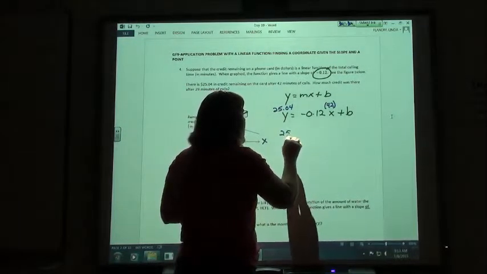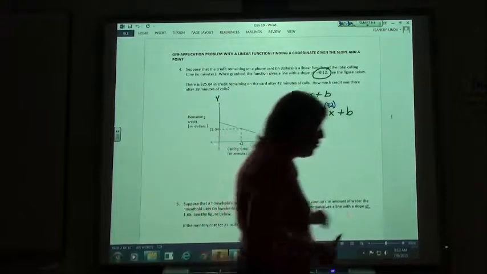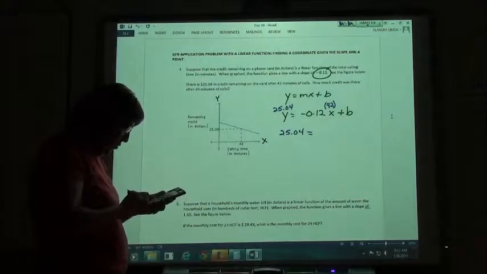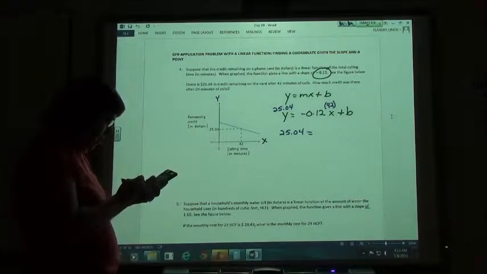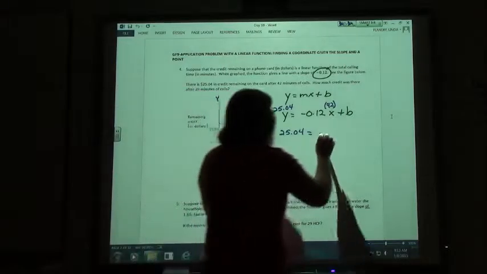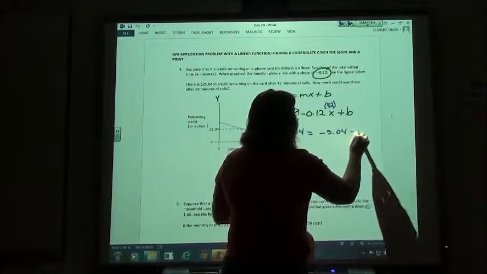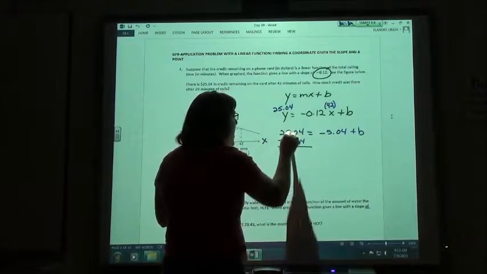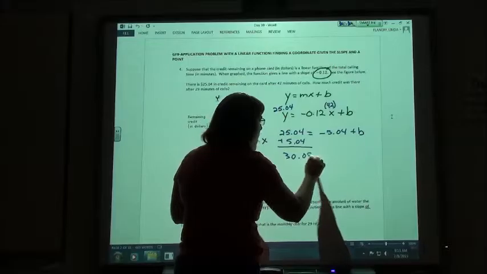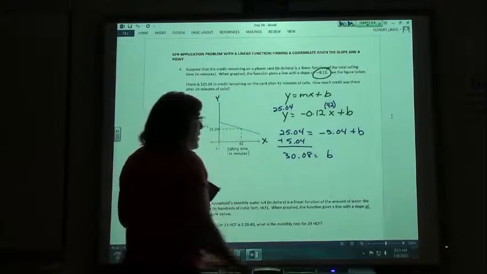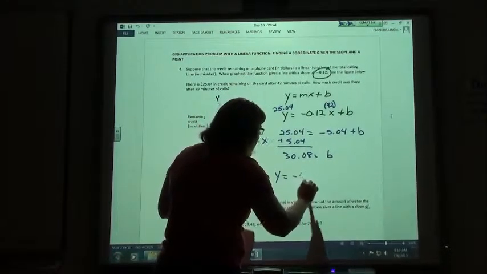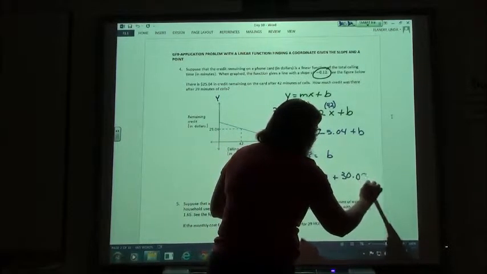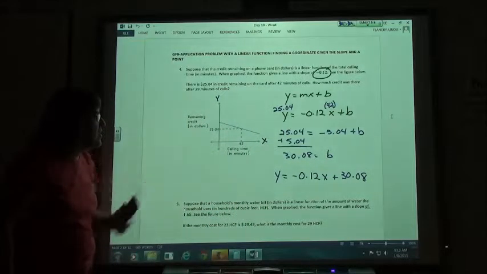So $25.04 is going to equal, if I grab my calculator here, negative 0.12 times 42, which is negative 5.04, plus b. Solving that, I'm going to add 5.04 and I'm going to get 30.08 for my b value. So I know y equals negative 0.12x plus 30.08. And that's the equation of this line.